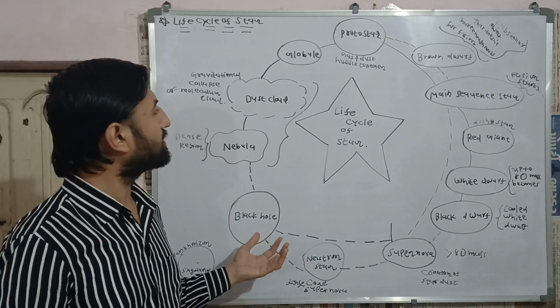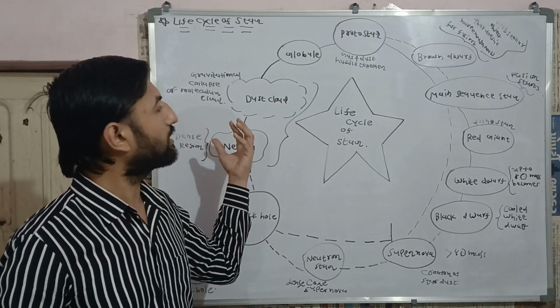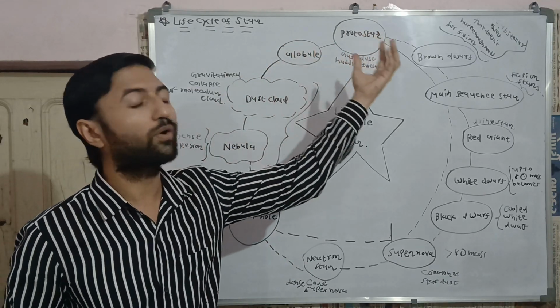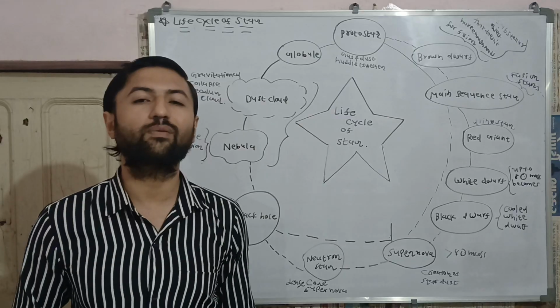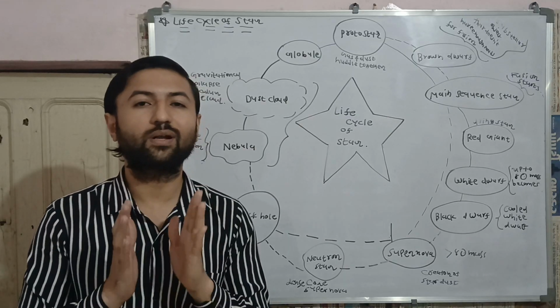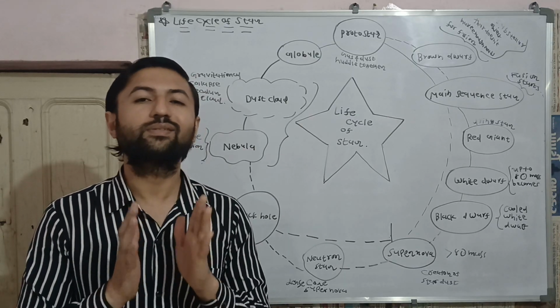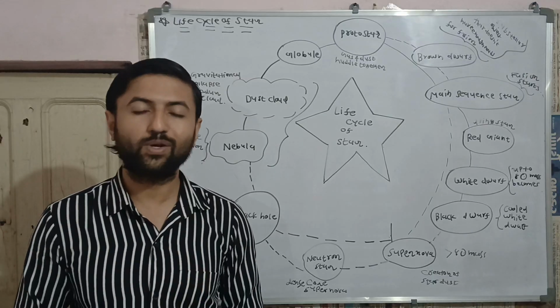So in this video, I have covered the life cycle of a star or stellar evolution, which is responsible for gravitational collapse at the stellar level.